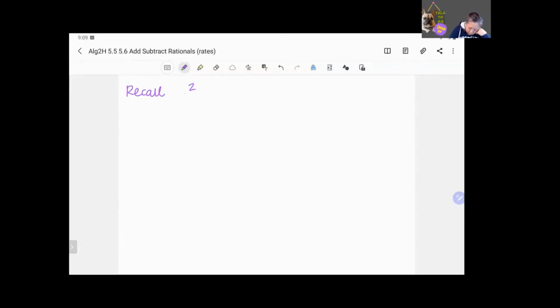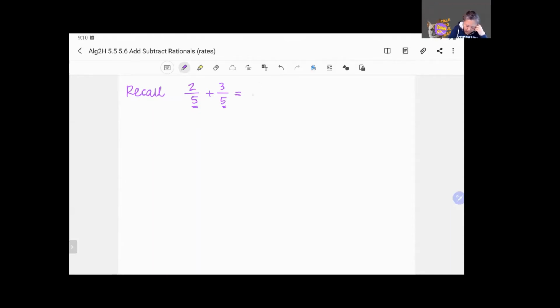When we have 2 over 5 plus 3 over 5, the first thing we need to do is check the denominator. When you add or subtract fractions, unless they have common denominators, we can't do the addition and subtraction, right? So in this case, we check the denominator, and the common denominator both fractions have is 5. So there is no further adjustment that we need to do.